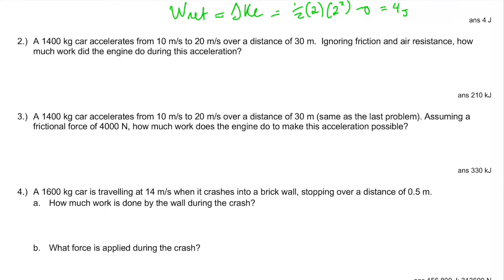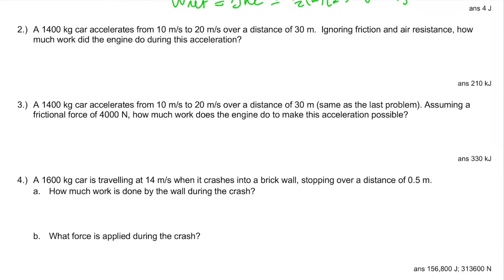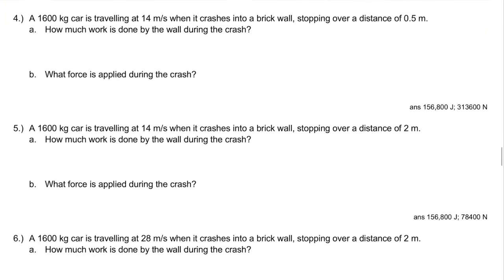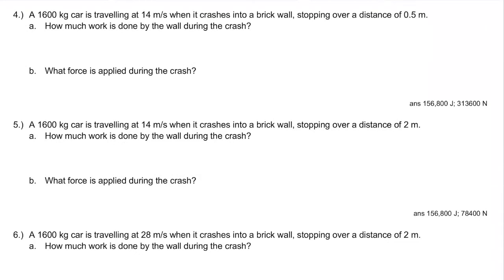Okay, so next we're going to look at a car. So you can do 2 and 3 if you like, but we're going to look at a car under some different circumstances. So we're first going to take a car, we're going to crash it into a wall, and then we're going to stop the crash in 0.5 meters. We're going to do that same crash of 14 meters per second into a wall and stop it, but take 2 meters to slow it down.